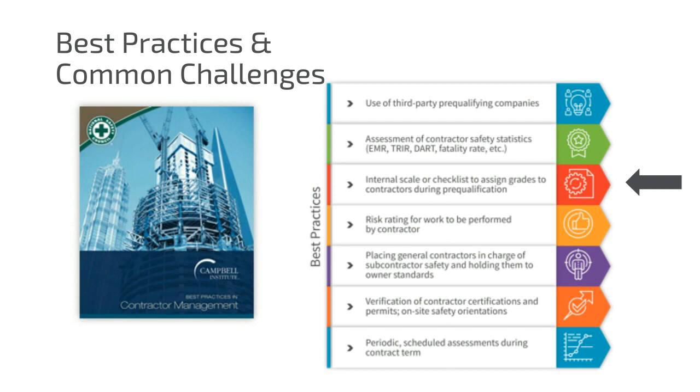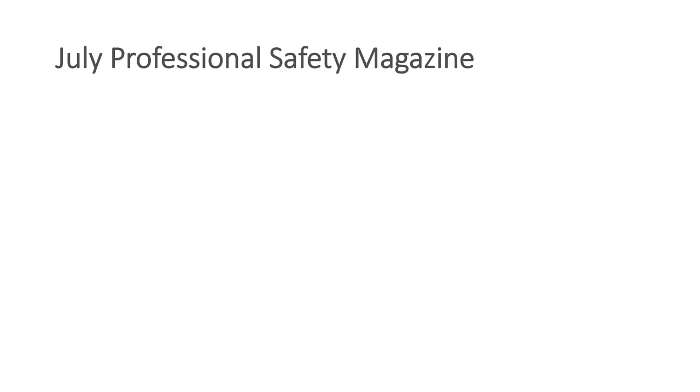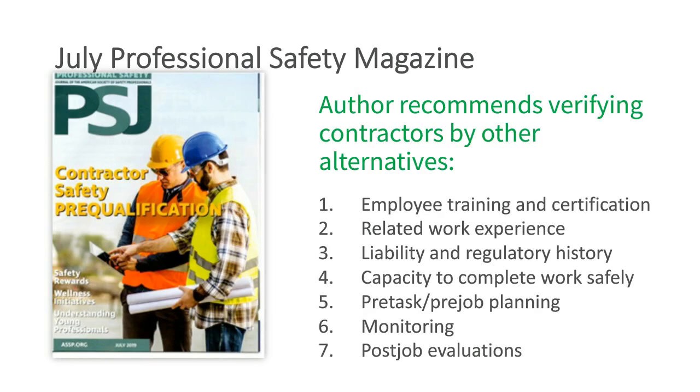And in Will Banks's article, once again, he recommends a number of different pre-qualification metrics that you may want to look at. And some of these aren't going to apply in every work environment. But the bottom line is, don't just look at the safety program and the safety outcomes, but what is their overall program? What are the various program elements of training, certifications? Have they done your type of work before? What is their liability and regulatory history? What is their capacity to do the work?